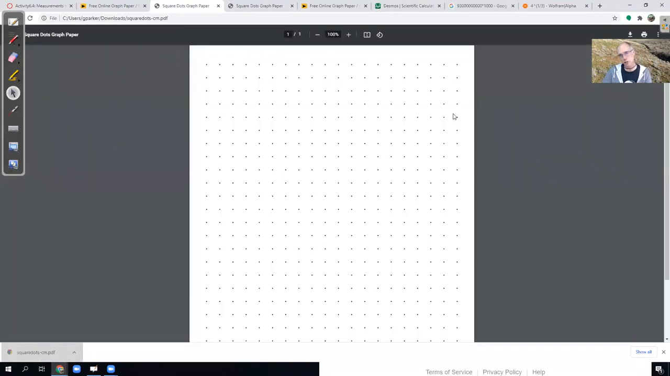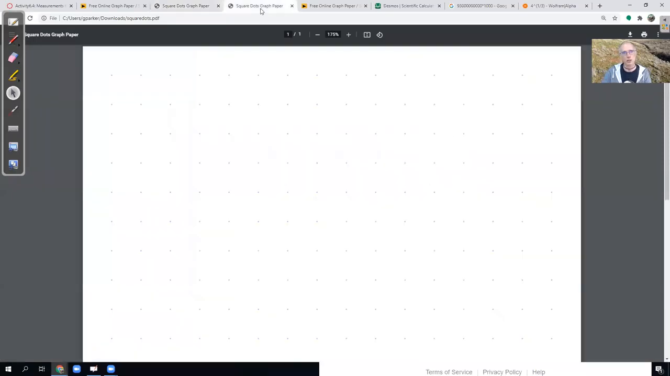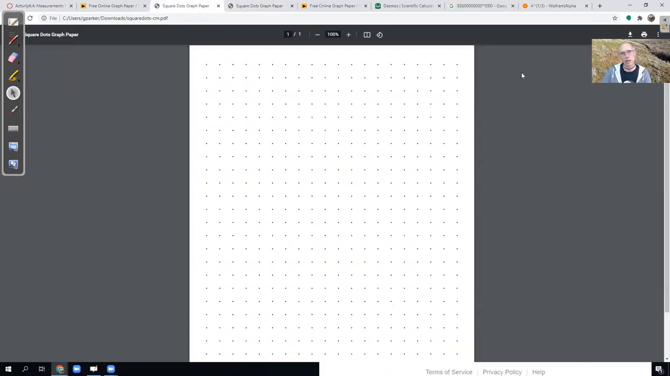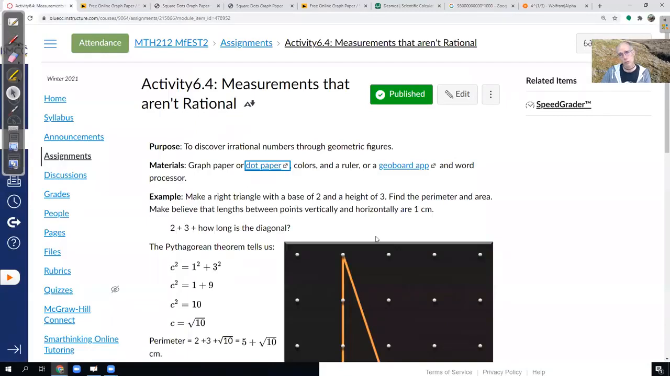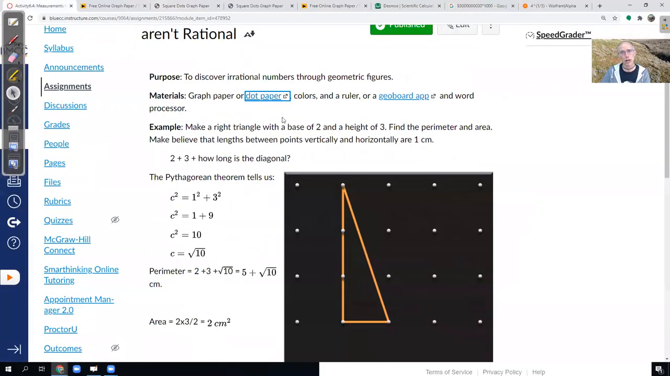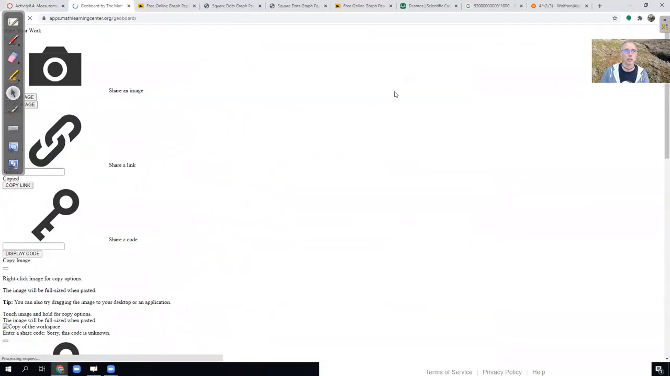So now the spacing is a little bit different. Instead of every 1/2 inch on the other one I had, that's this one here. If I printed this out, this is an 8.5 by 11 paper. They're now every centimeter apart. So this is a nice place to draw if you have trouble drawing neatly, which I do often. Other thing we could do is I have this Geo Board app linked here.